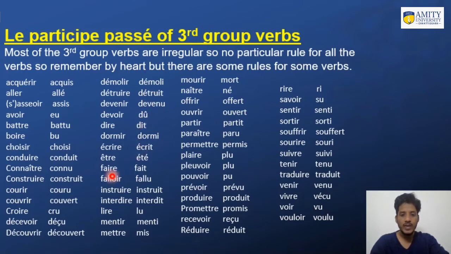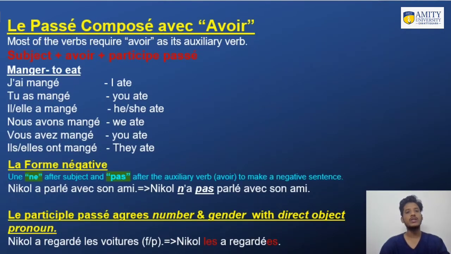Faire, to do, to make, fait; falloir, fallu; être, été; mettre, mis, to put; mourir, mort, and so on. You just have to remember by heart all these third group irregular participe passé. So these are participe passé. So we now know the subjects, the conjugation of the avoir verb, and the participe passé of first group, second group, and third group verbs.